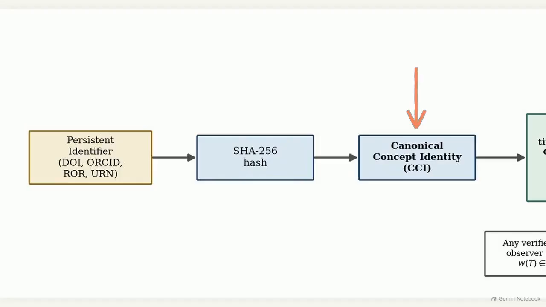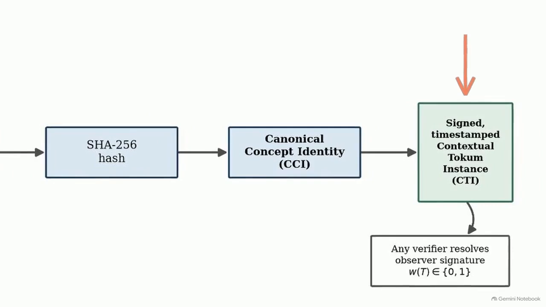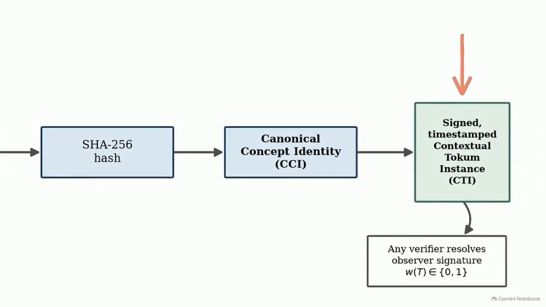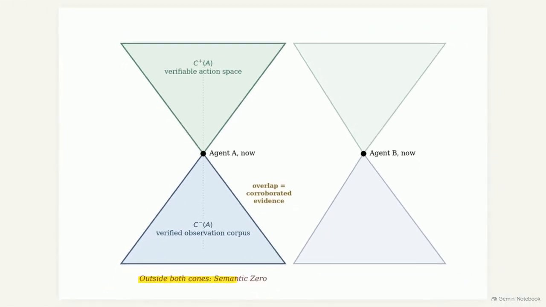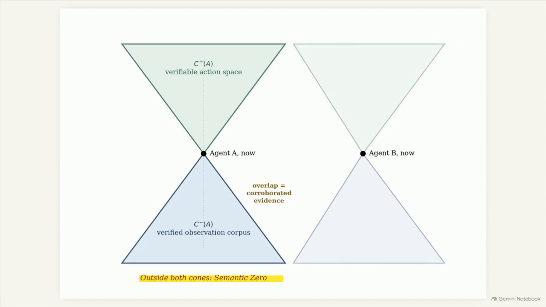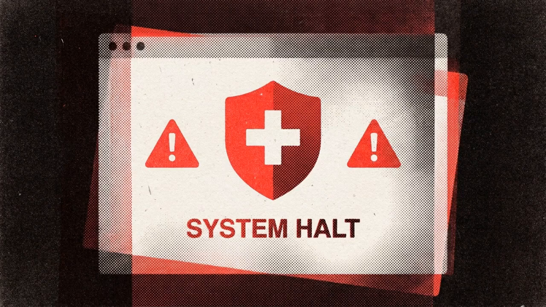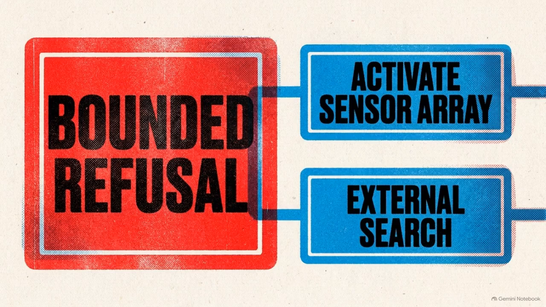The alternative is a notation inversion. The semiotic web architecture uses canonical concept identities and contextual token instances to stamp every relation with cryptographic provenance. This creates a semantic light cone of care. The blue cone is everything verified. The green is accountable action. The blank space outside is the semantic zero, an addressable mathematical state meaning no verified instance exists. When an AI hits this zero, it must trigger a structural bounded refusal. It stops the statistical guessing and instead seeks a new observation or queries a trusted peer.